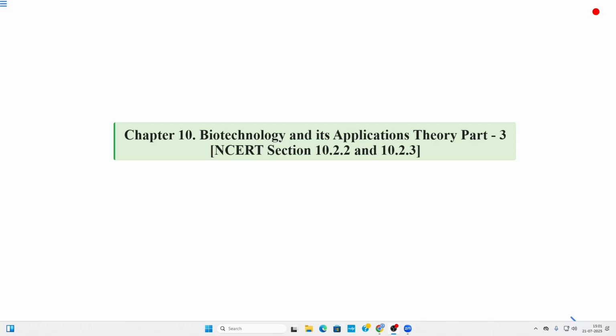Hello everyone. Today we are going to continue the chapter Biotechnology and its Applications, in which we are going to cover NCERT sections 10.2.2 and 10.2.3. In this, we are going to see more about gene therapy and molecular diagnosis. So, let's go ahead.